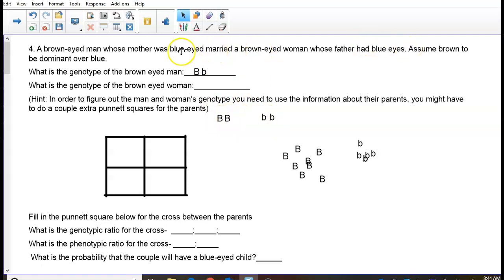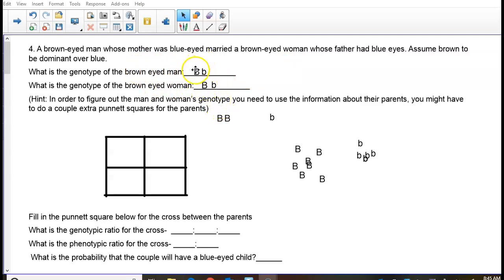The woman in the scenario also has a blue-eyed father. So since the father is blue-eyed, the woman also has to have a heterozygous genotype, because the father could only donate a little b. So now we know the genotype of the brown-eyed man, and we know the genotype of the brown-eyed woman.